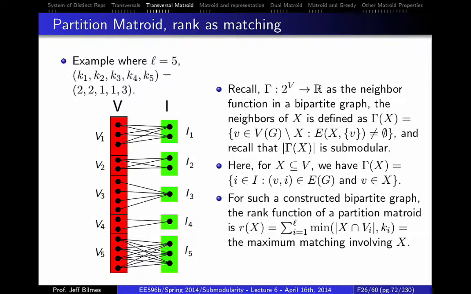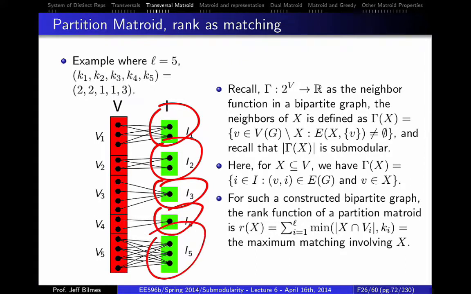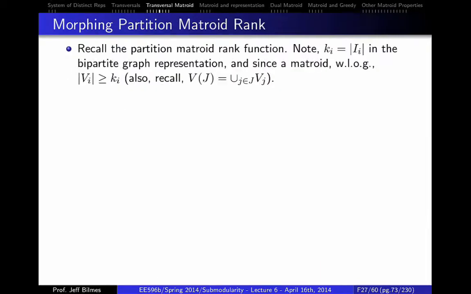And so here are the set of index sets, I1, I2, I3, I4, and I5. And the size of I3 is equal to k3. And that's basically saying this right here.